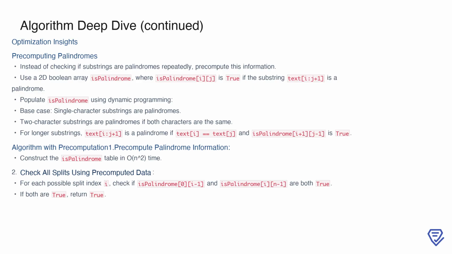For longer substrings, a substring is a palindrome if its first and last characters match and the substring between them is also a palindrome, which we can determine using the pre-computed table. Once the isPalindrome table is constructed, we can check all potential split indices. For each split, we simply look up whether the left and right substrings are palindromes using the pre-computed information. This avoids repeatedly recalculating the same results, making the process significantly more efficient.